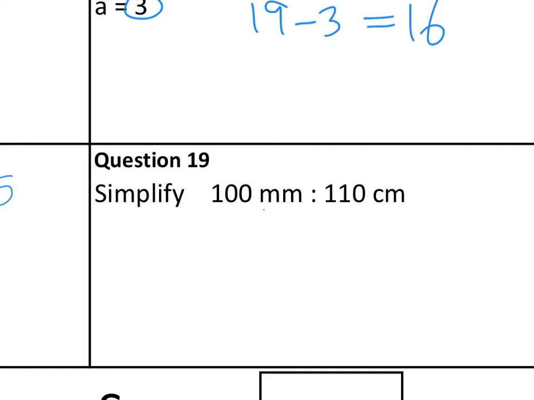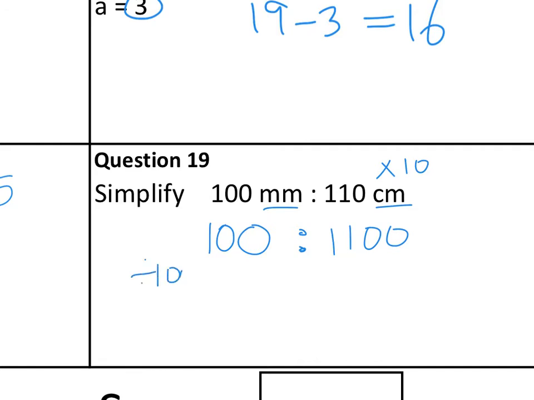Simplify this. Notice millimeters, centimeters. 100 millimeters, 110 centimeters. Well, to make centimeters to millimeters, I times by 10. Now I can simplify them. I can divide them both by 100. This is 1 to 11.